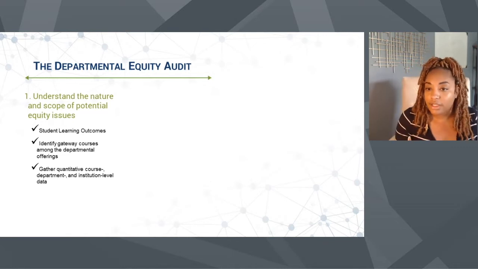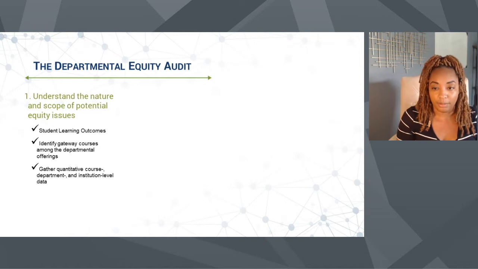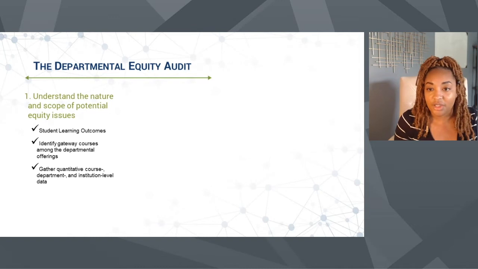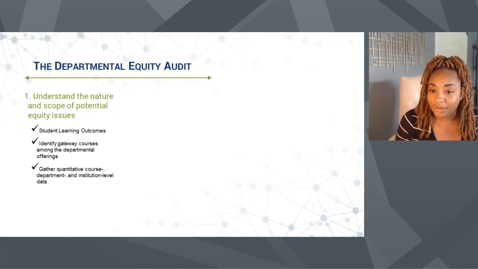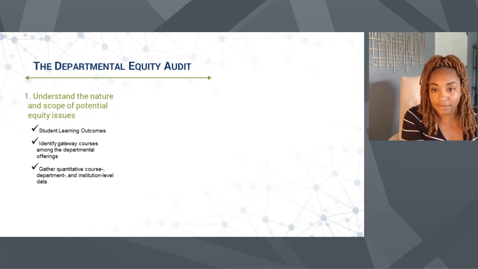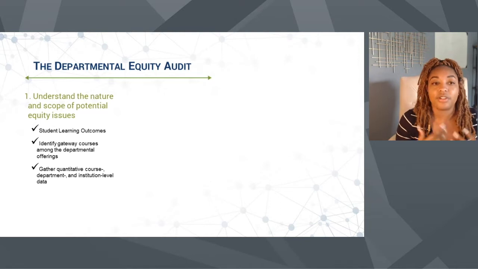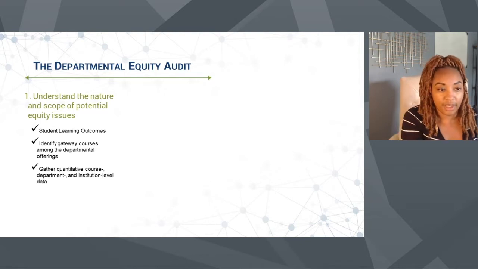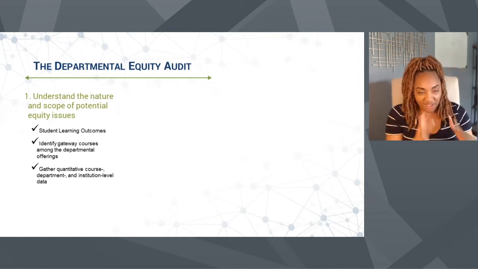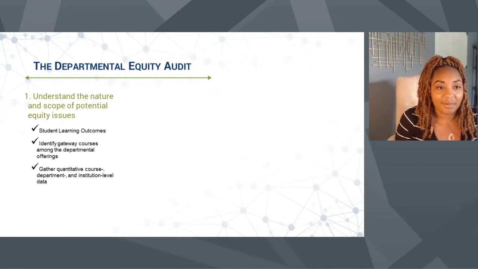When we fail to acknowledge the harm that's caused by our own institutional policies, practices, procedures, pedagogies, etc., we create environments that lead to disproportionate academic struggle for our students. It really starts with knowing. And so step one of this departmental equity audit is to collect baseline historical data to understand the nature and the scope of potential equity issues. And there are a number of ways that you can do this. I think the first huge caveat here is, we need to start by assessing student learning outcomes.